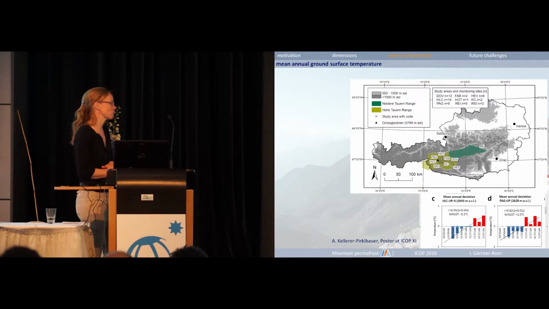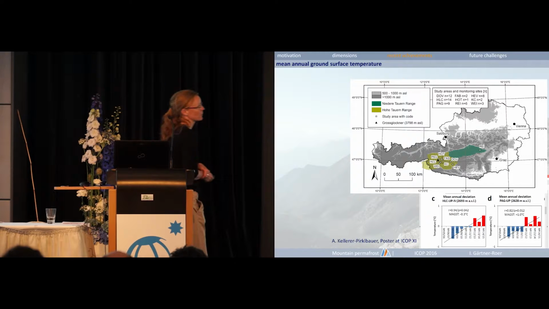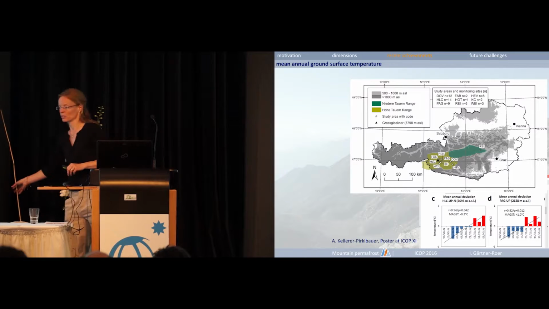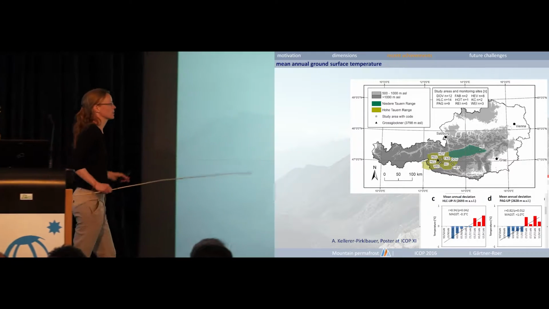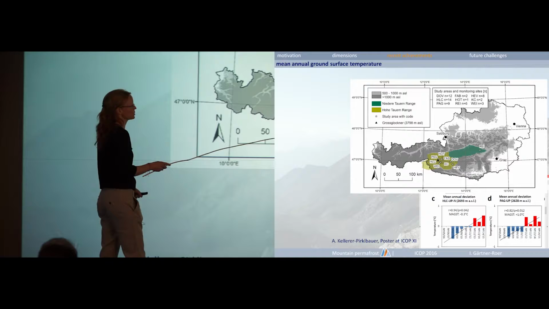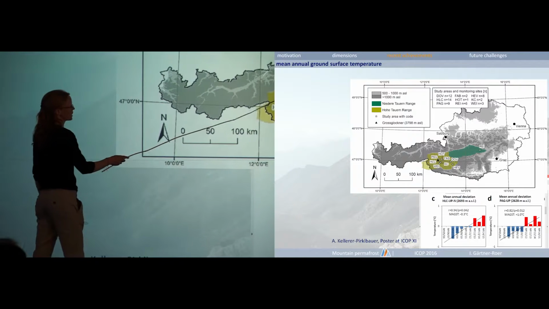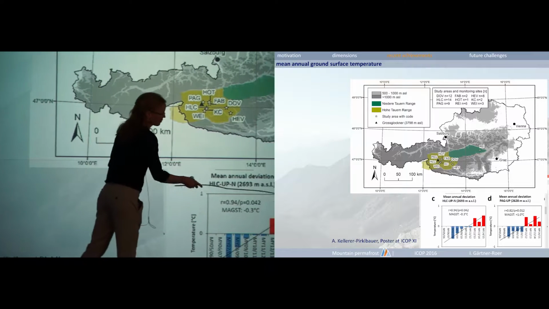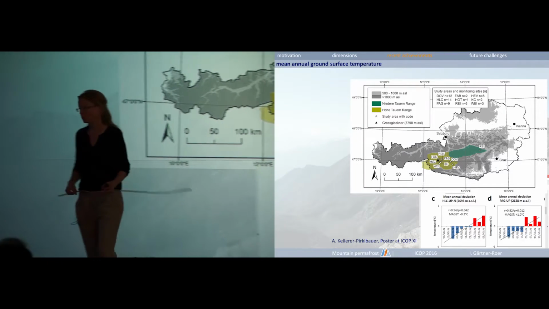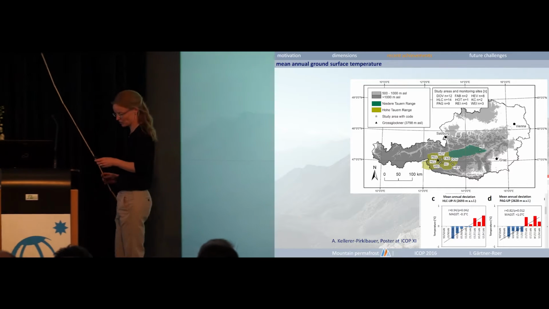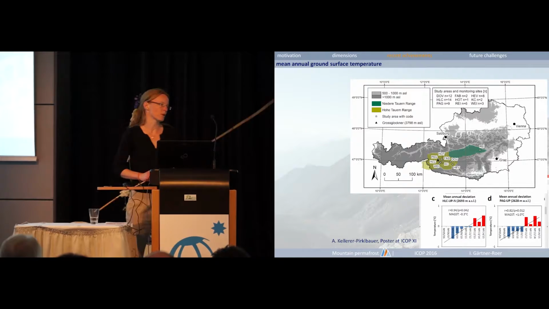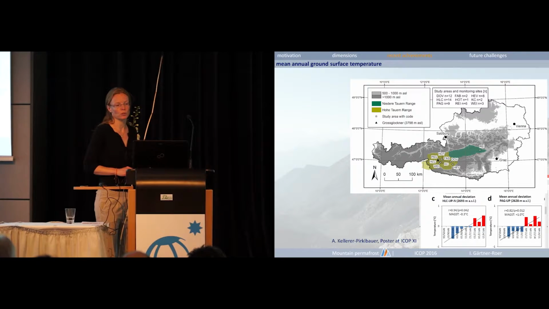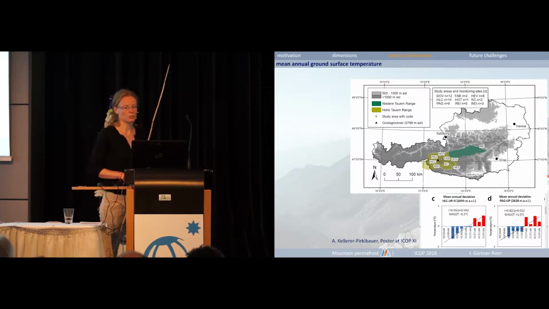So this is an example from Andreas Kellerer from the Austrian Alps. He has several sites where he's investigating the ground surface temperature, mean annual ground surface temperatures in these regions. Here you see two examples from these two sites. You see the change in mean annual ground surface temperature over a period of nearly 10 years. This is one information we have from several sites. Of course, not only in the Alps. We have quite a good network in the Scandinavian countries also.